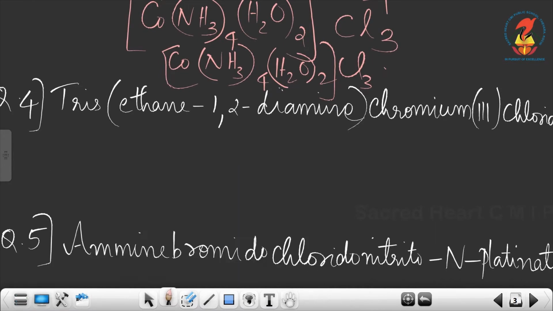Now the fourth question is tris ethane 1,2-diamine chromium 3 chloride. So let's write tris ethane 1,2-diamine chromium 3 chloride. So chromium is our central atom. Let's start the square bracket, coordination entity. Now tris ethane 1,2-diamine. Ethane 1,2-diamine can be written like this. Tris means 3 times. Now no more ligands, but we have the counter ion as chloride.